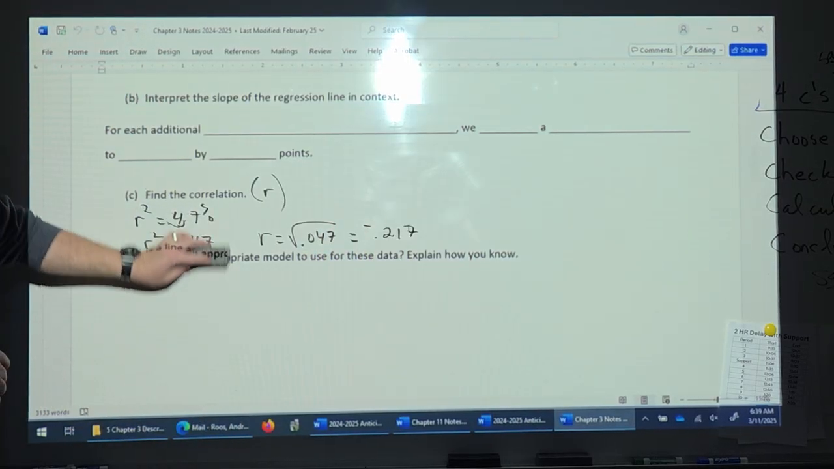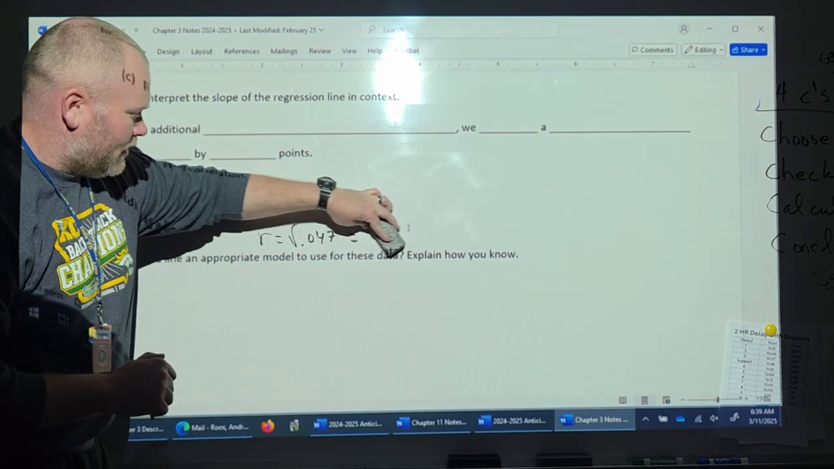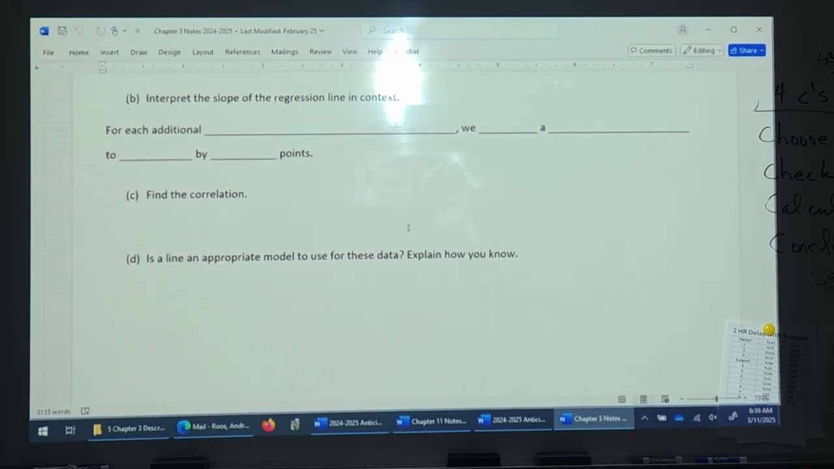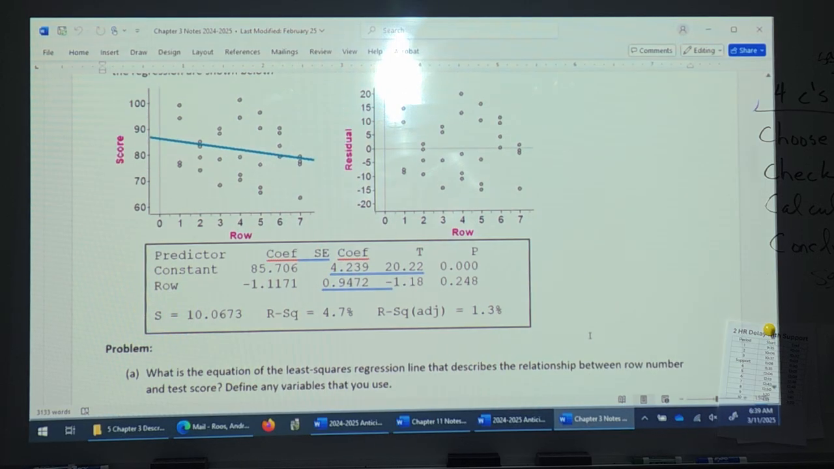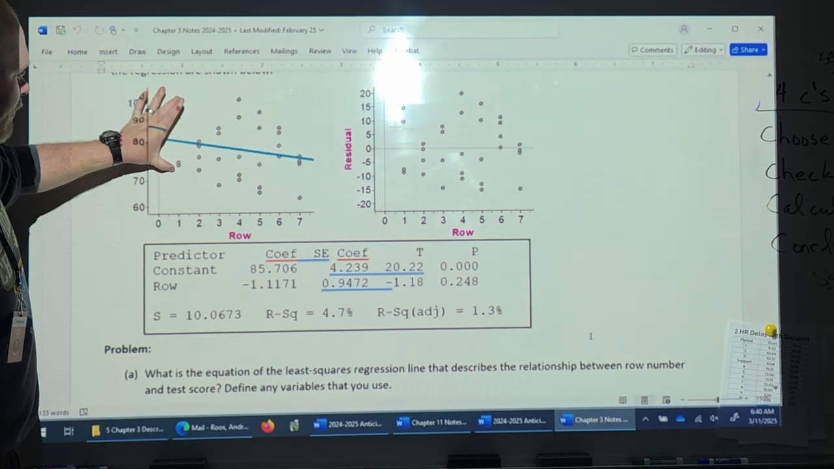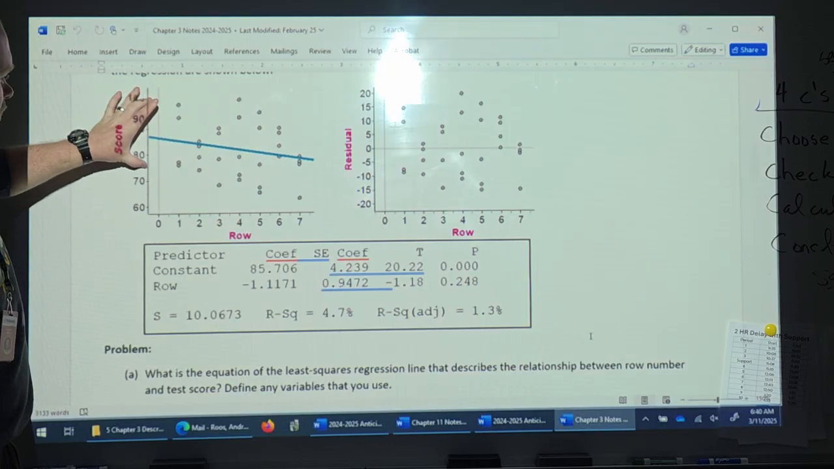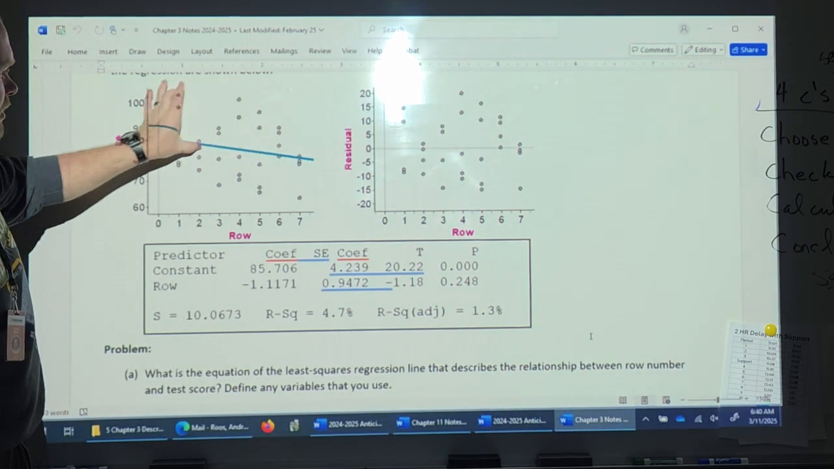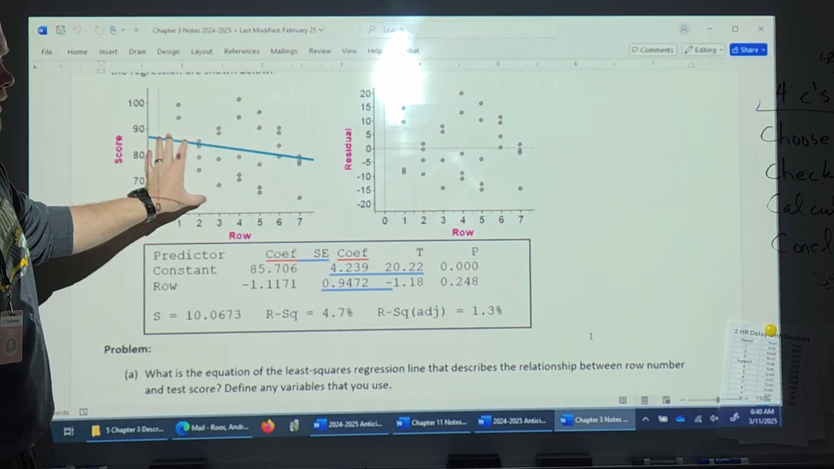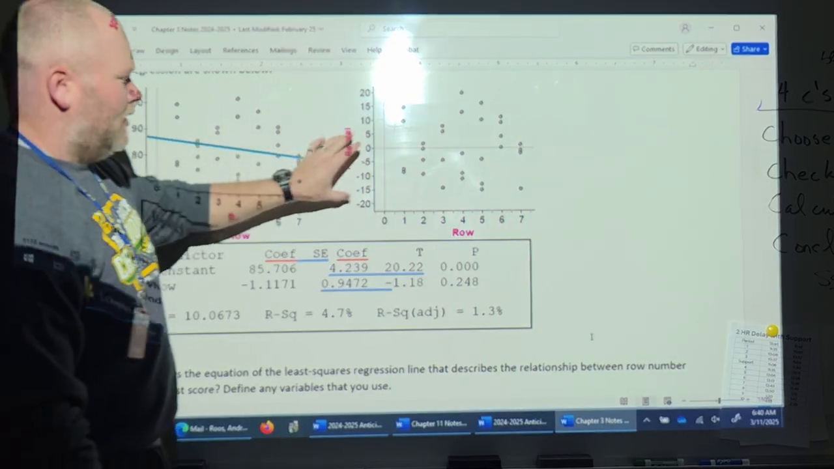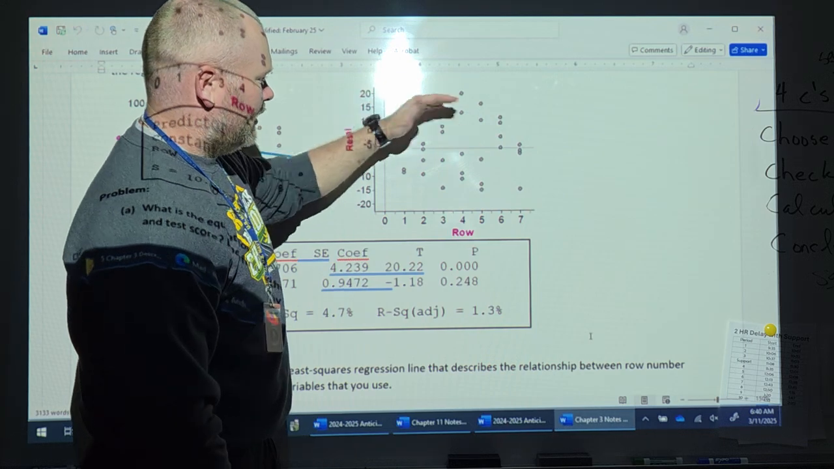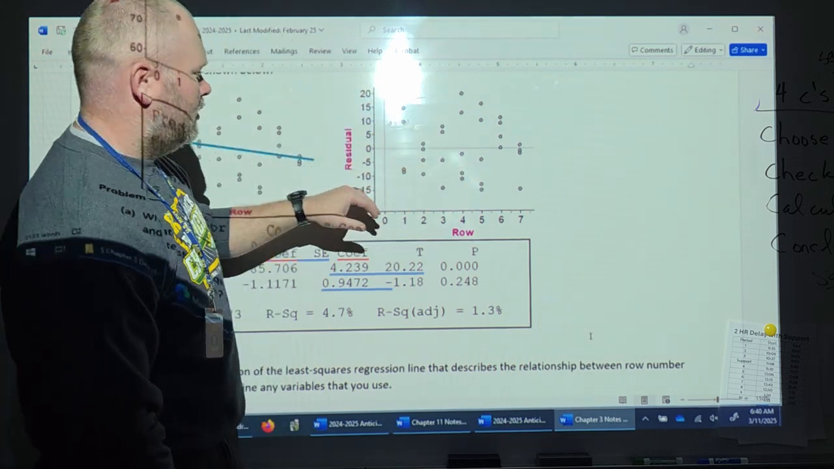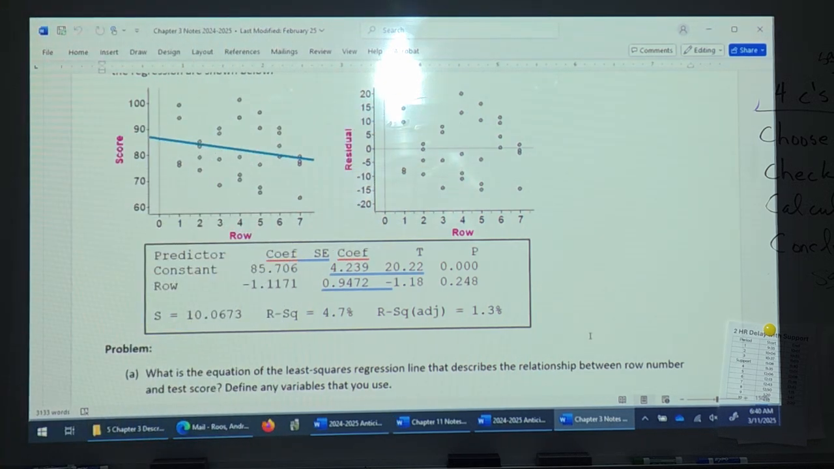Last part, is a line an appropriate model to use for these data? Well, if we look back up here, however weak the correlation here might be, it looks like these are roughly linear. There's no clear curve pattern to it. So scatter plot looks good. And then the residual plot, it looks like random scatter. There's no clear nonlinear pattern, there's no fan pattern. So yes, a linear model would be appropriate.